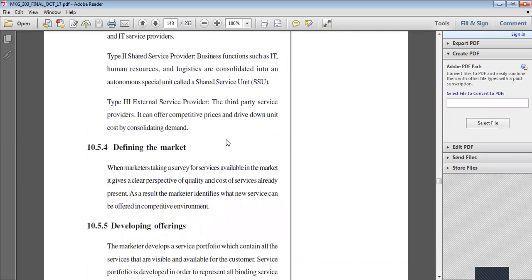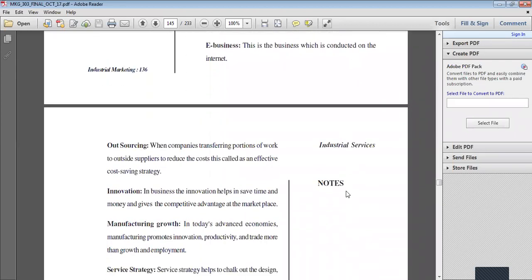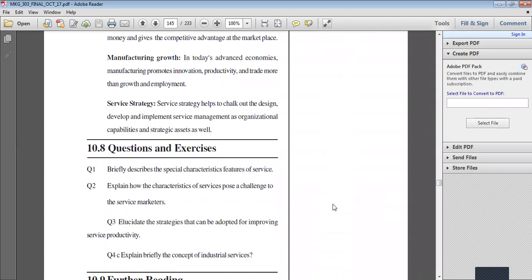Defining the market. When taking a survey of services available in the market, it gives a clear perspective of the quality and cost of services already present. As a result, the marketer has identified what new service can be offered compared to the environment. In this chapter, the main summary is that in this unit, we understand the concept of industrial service along with characteristics of service. We also understand the service strategy and strategy assessment, and the factors in strategy assessment. The main concept is e-business.